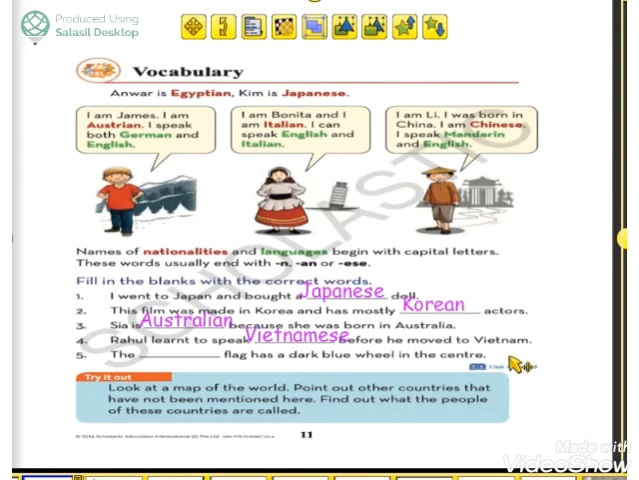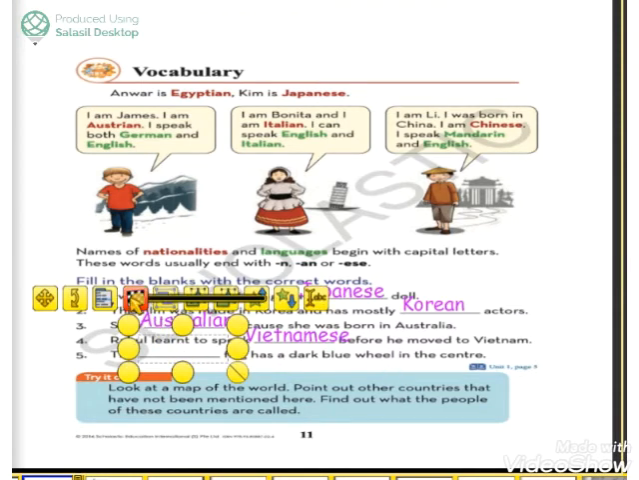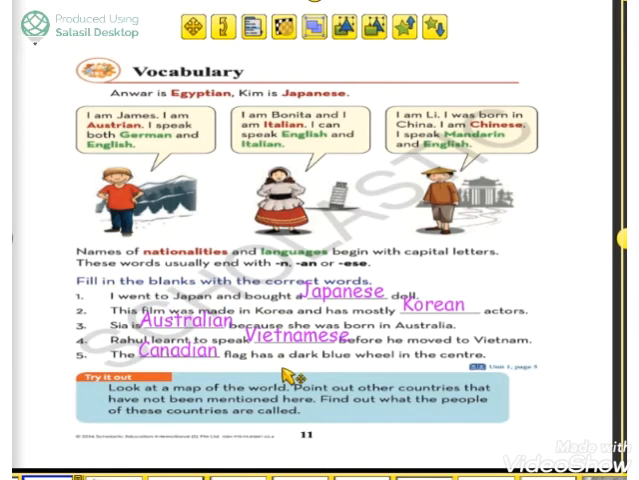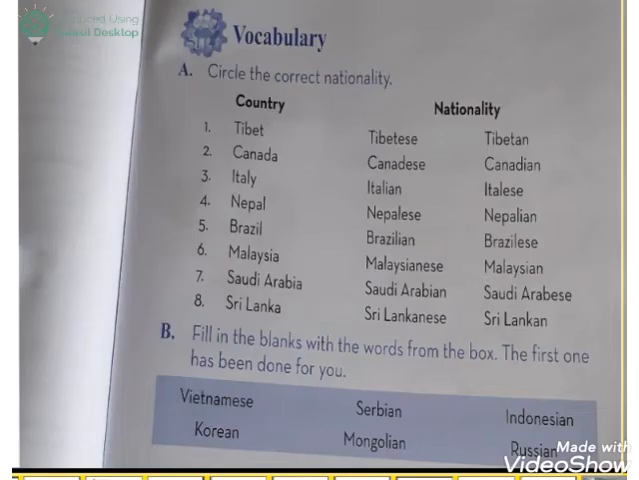The Canadian flag has a dark blue wheel in the center. Which flag has a dark blue wheel in the center? Yes, if we look at the atlas, we know that it's the Canadian flag. So these are our answers for this. Go to the exercises in workbook page number 5. Read exercise number 1.